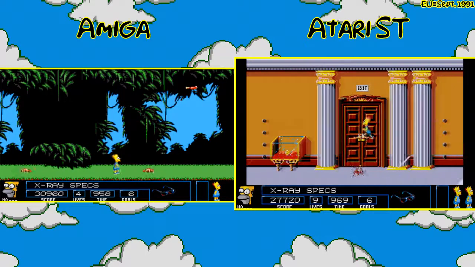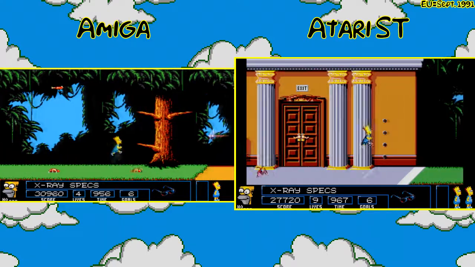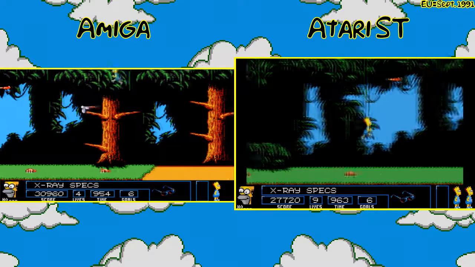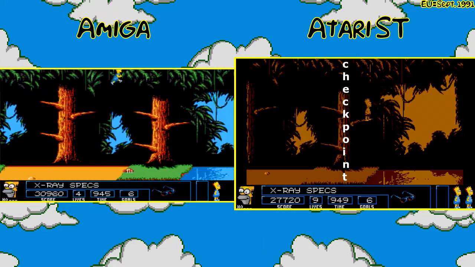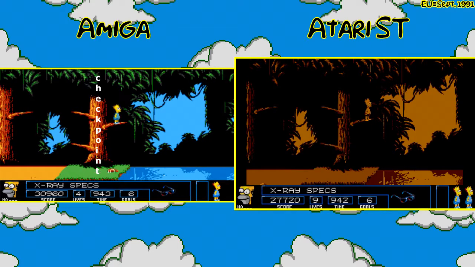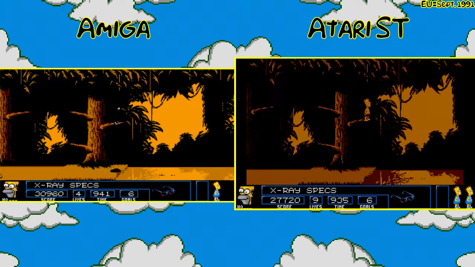So when it comes to one of the changes in this level, there's no ant or spider down where Bart is in the Atari. There's supposed to be an enemy there, but there just isn't.